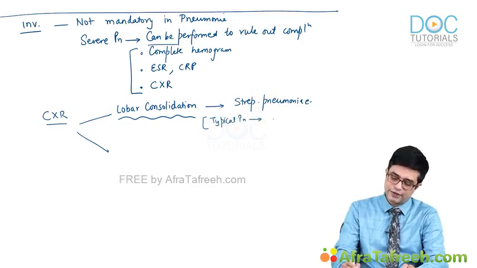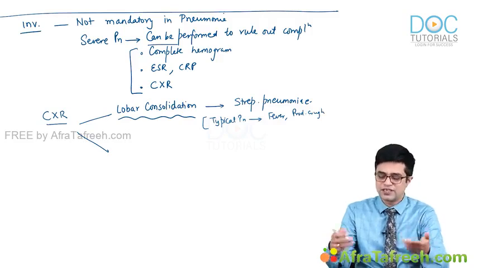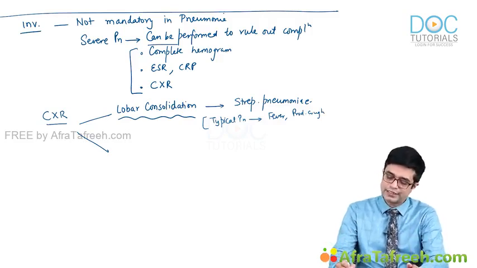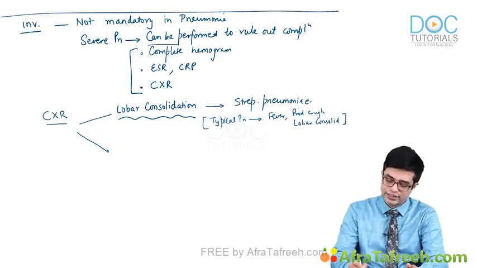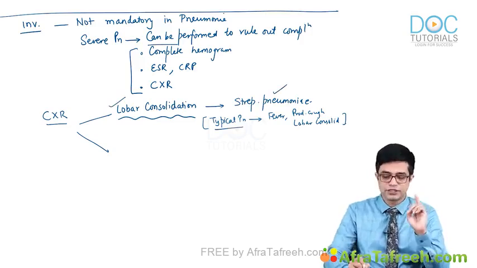These children will have fever and productive cough. Sometimes in young children you cannot make out productive cough, but traditionally speaking, they have fever, productive cough, and a localized lobar consolidation. Sometimes bronchopneumonia can also be seen. So these are the typical pneumonias. So remember, lobar consolidation is a feature of Streptococcus pneumoniae.